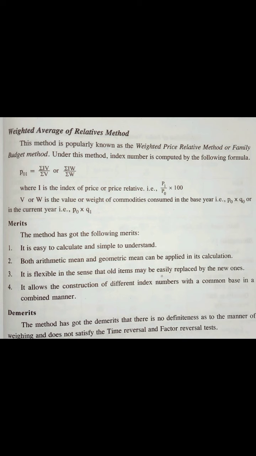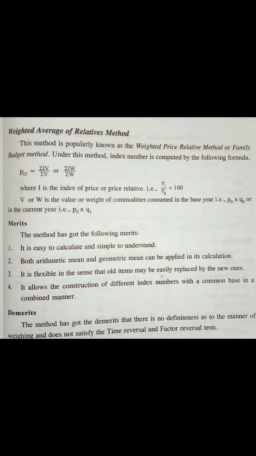Now let us see the demerits. The method has the demerits that there is no definiteness as to the manner of weighing, and it does not satisfy the time reversal as well as the factor reversal test. Dear students, both the time reversal and factor reversal tests, which we call the consistency tests, are not satisfied here. So these are the merits and demerits.